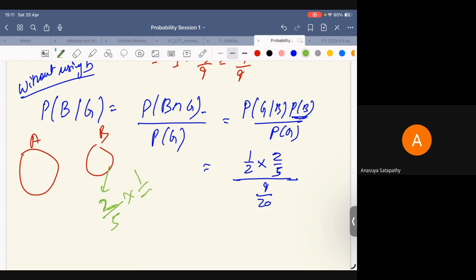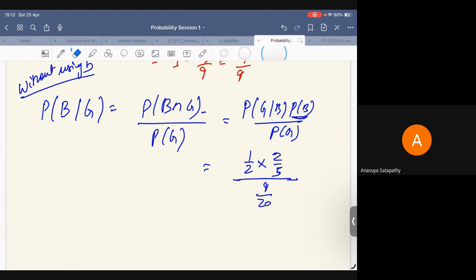If I multiplied 1 by 2 here, then I would have thought, okay, the ball is green and it is from bag B, because first you have to select the bag, then you have to select the ball, because there are two bags. First you choose bag A or bag B, then you choose the ball from it. So first you select the bag. Without selecting the bag, if you say just 2 by 5, it's wrong.